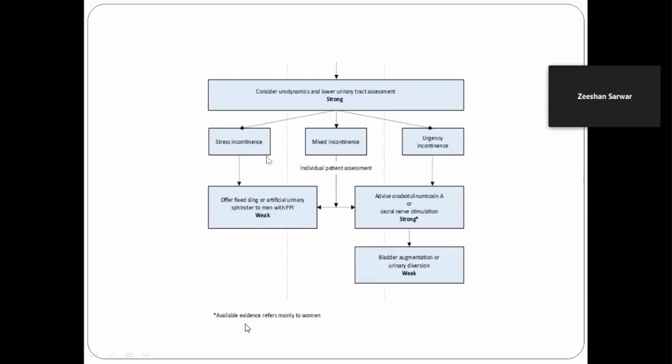In stress incontinence, offer fixed slings or artificial urinary sphincter in men with post-prostatectomy incontinence. And in mixed incontinence, again the predominance is determined. If it is stress predominant, then it is treated the same as stress incontinence. And in urge incontinence, and where urge predominates in mixed incontinence, it is treated with injection of botulinum toxin and sacral nerve stimulation. And the last option remains bladder augmentation and urinary diversion.